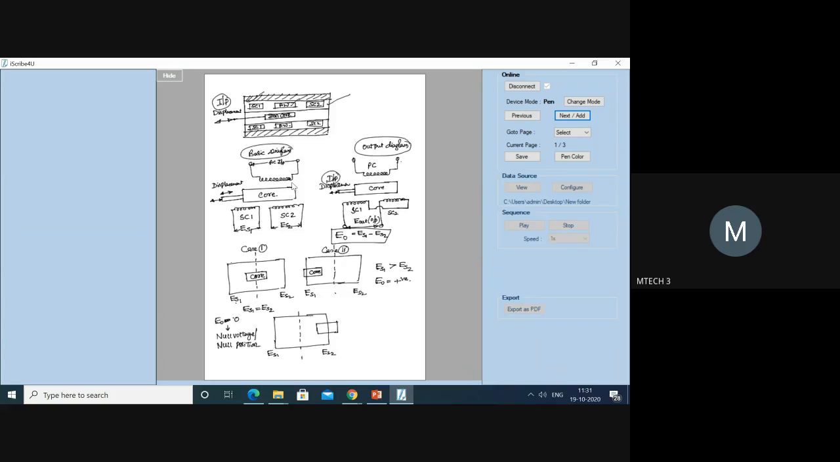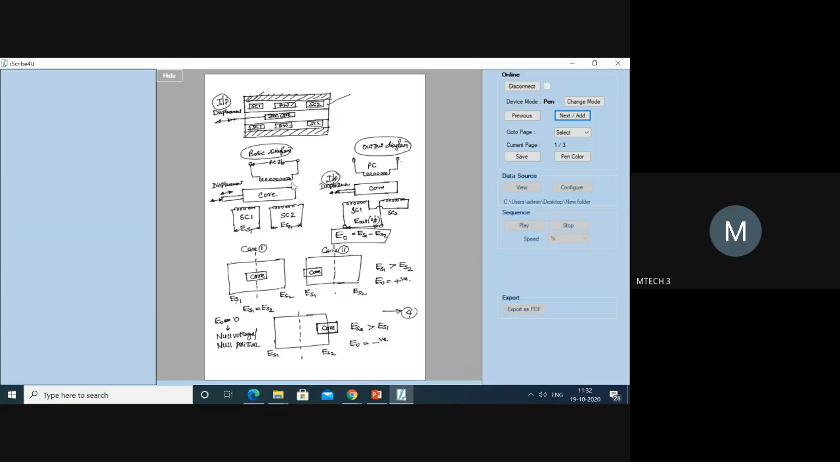If you move the core to the right side, because of the primary coil, the core will be nearer to ES2. When it is nearer to ES2, ES2 will be greater than ES1. Therefore E0, which is equal to ES1 minus ES2, is going to be negative. What we are trying to understand from here is very important.